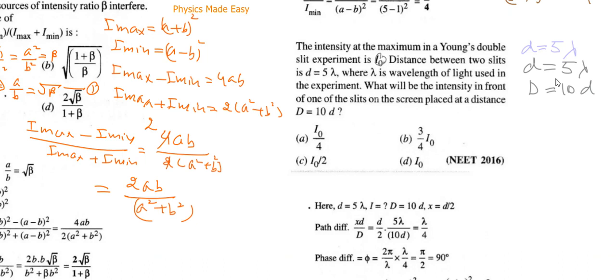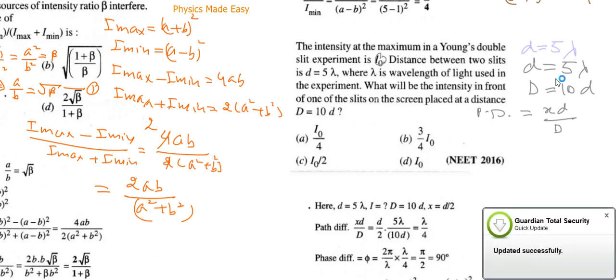Now, first of all, I would like to find out path difference. Path difference is given by x into d by capital D, x into d by capital D. Now x is the position on the screen placed at a distance of this. Distance between the two slits, small d, is this, 5 lambda.